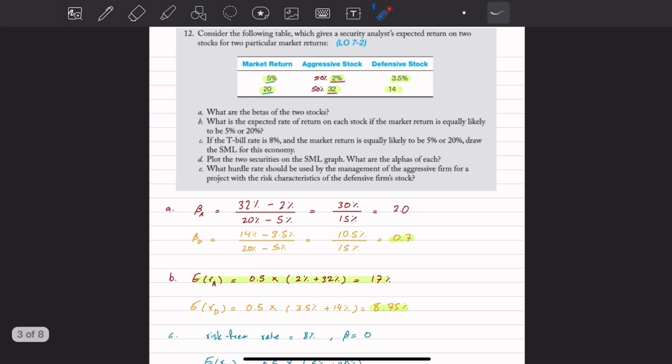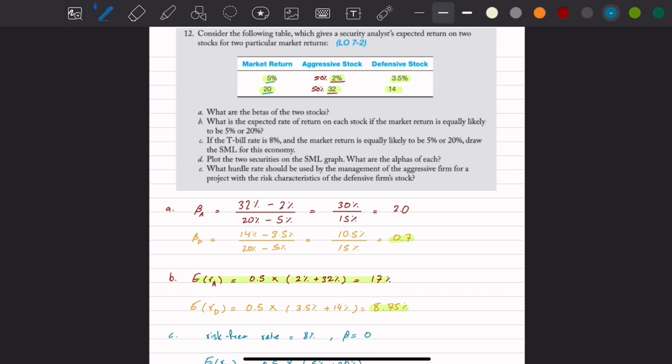Now, here also just remember that you don't need to worry. If you calculate it this way, being the high minus low divided by the high minus low, or the other way around, it will still give you the same answer, beta equals 2.